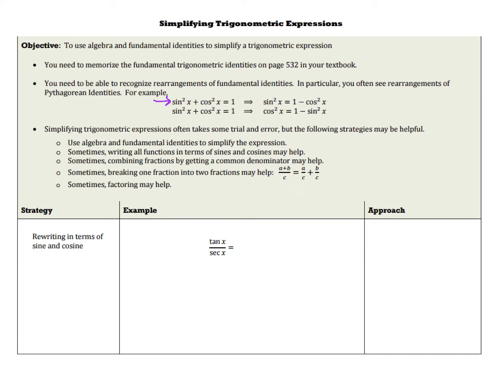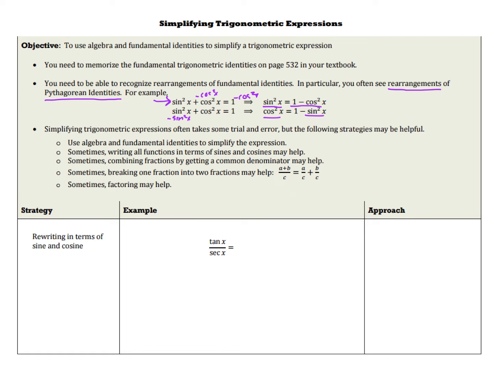So if I have sine squared plus cosine squared equals 1, if I subtracted cosine squared to the other side, I would end up with sine squared is equal to 1 minus cosine squared. Same with if I subtracted sine squared to the other side, I would end up with cosine squared equals 1 minus sine squared. So just like we have to be able to recognize the trig identities in terms of the Pythagorean trig identities, we also have to be able to recognize the rearrangement of those Pythagorean trig identities.